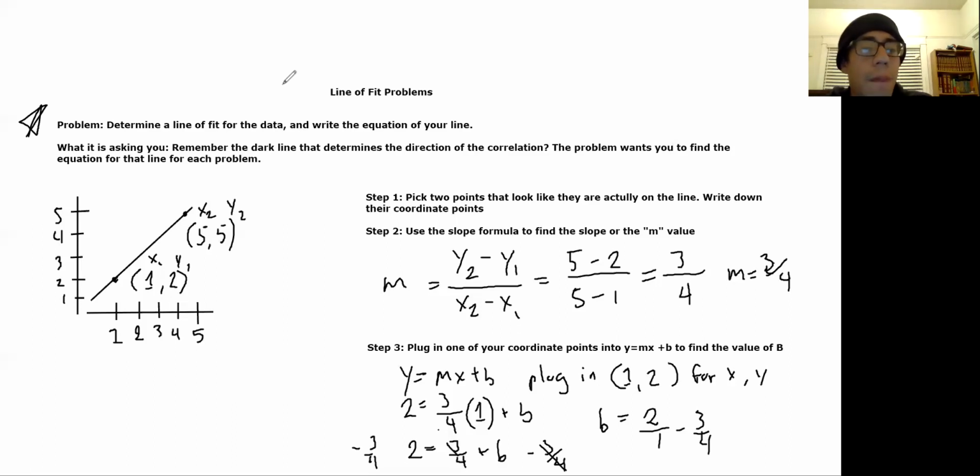So for step 1, you pick 2 points that look like they're actually on the line. You write down those coordinate points. In this case, my coordinate points are going to be 1, 2 for the first coordinate point, and 5, 5 for the second coordinate point. And if you notice, I label them x1, y1, x2, y2. The reason I label them like that is because I'm going to have to use the slope formula. So step 2 is use the slope formula to find the slope, or the m value.